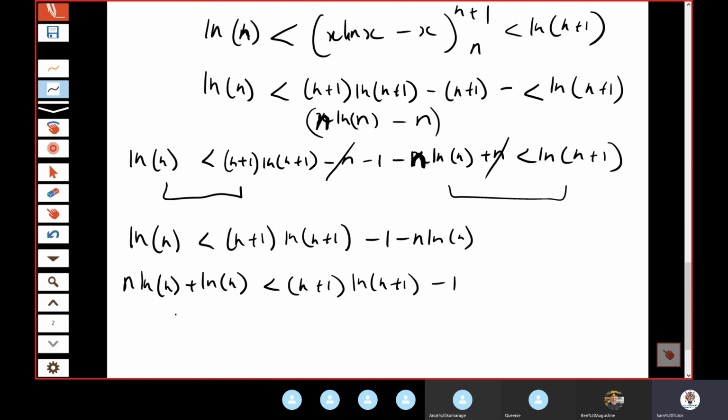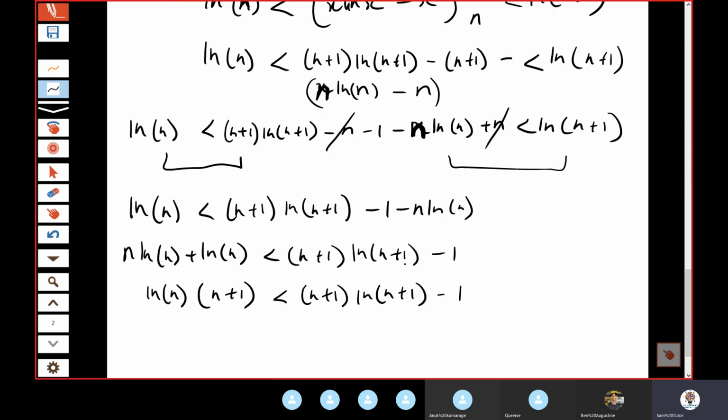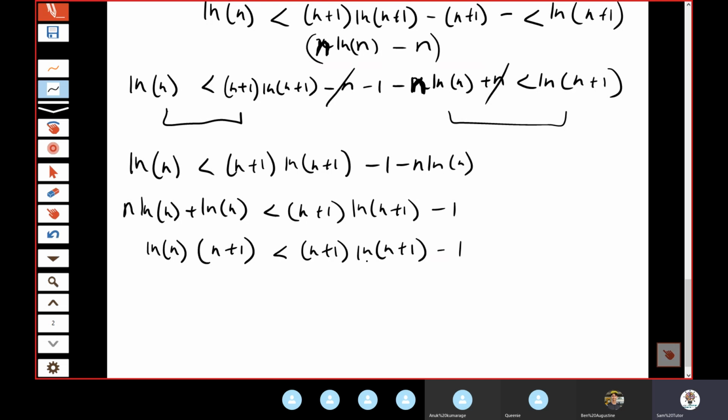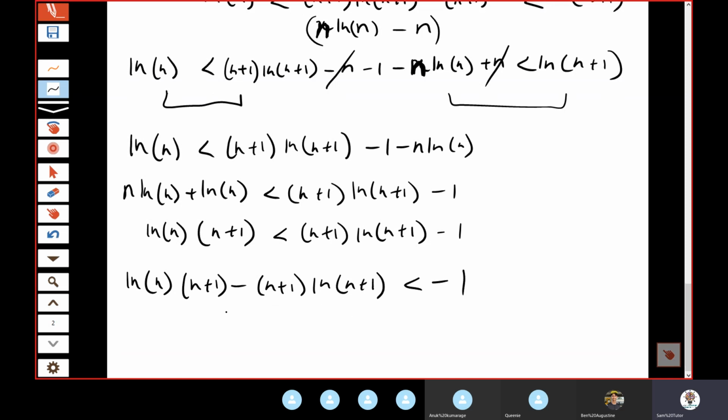Again, factorize your log n out. n plus 1 log n less than n plus 1 log n plus 1 minus 1. I'm very close to getting something for you guys. If I subtract this over, you can see the idea with this, it's just a lot of algebra more than anything else. Now, because I'm making the question up, I'm not sure what we're trying to prove just yet, but I'll get it out eventually.